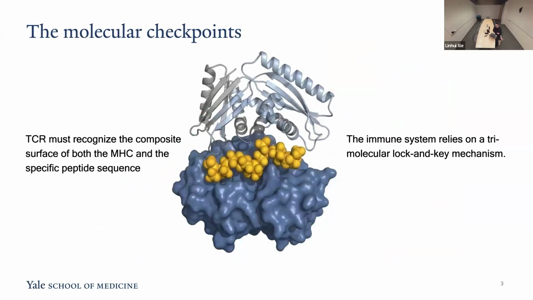Talking about the molecular checkpoint, there are three molecular interactions: the TCR receptor on the top, the peptide in the middle, and the MHC located on the bottom. This is the central checkpoint of our human adaptive immunity.